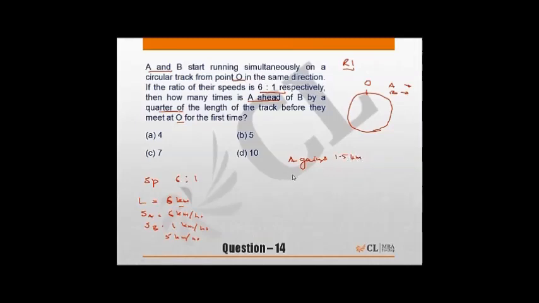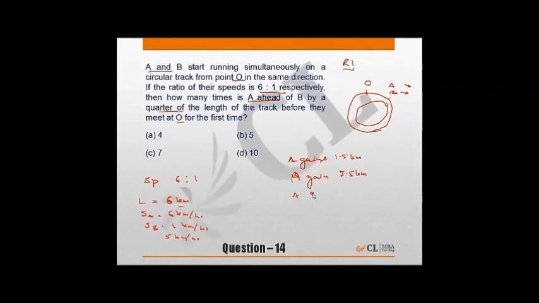Okay. Next time, this condition will be satisfied when A gains 1.5 kilometers. Let me assume A is here when he's gained 1.5 kilometers. Then he needs to do one complete round more. So now he needs to move one extra round, or he needs to gain one more round. So when A gains another 6 or 7.5 kilometers, this condition of the question will be satisfied.